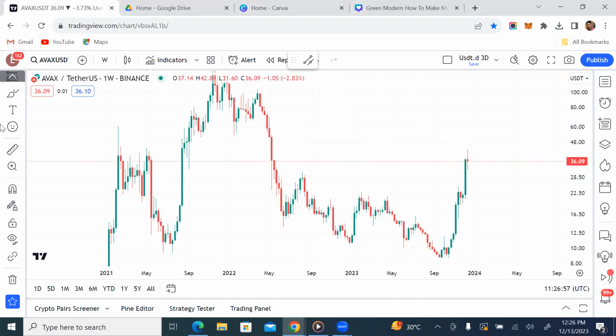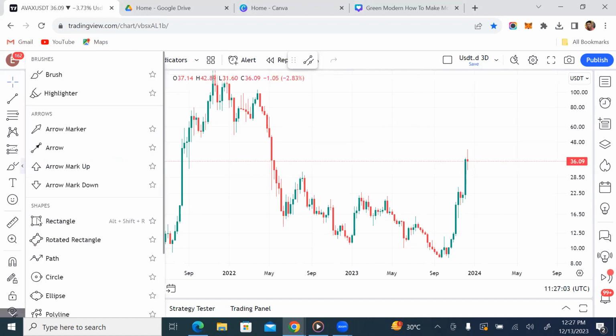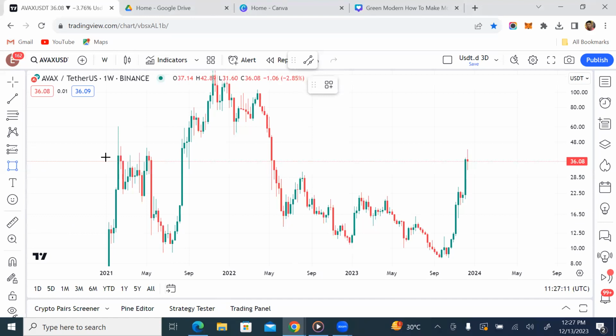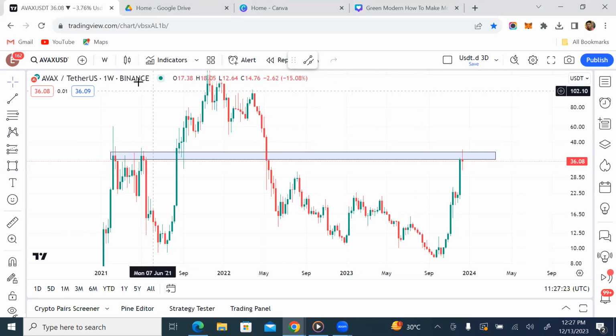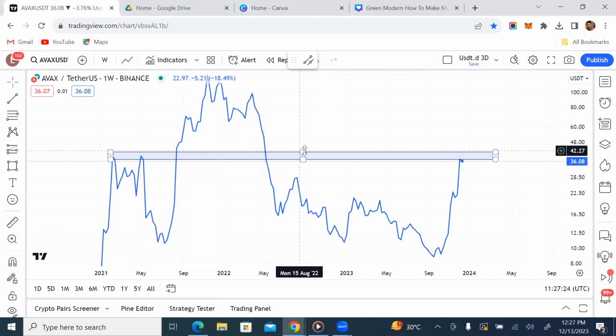Now, the first thing I want to do is go over to TradingView, select any coin, and plot your key levels right here. I'm going to show you how I plot mine. You can see we have a key level somewhere around here, and another one around here. Let me put this on line chart.